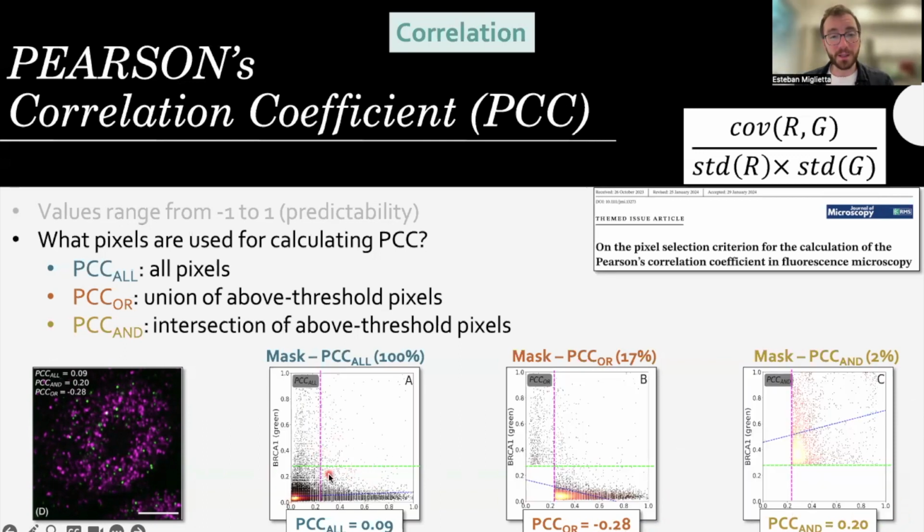We can also see this in the scattergram, right? Basically, when we use PCC all, we are using all the pixels in the graph for making this relationship. PCC OR excludes the pixels that are negative for both channels, and PCC AND only keeps this top right quadrant, that is pixels that are positive for both channels.